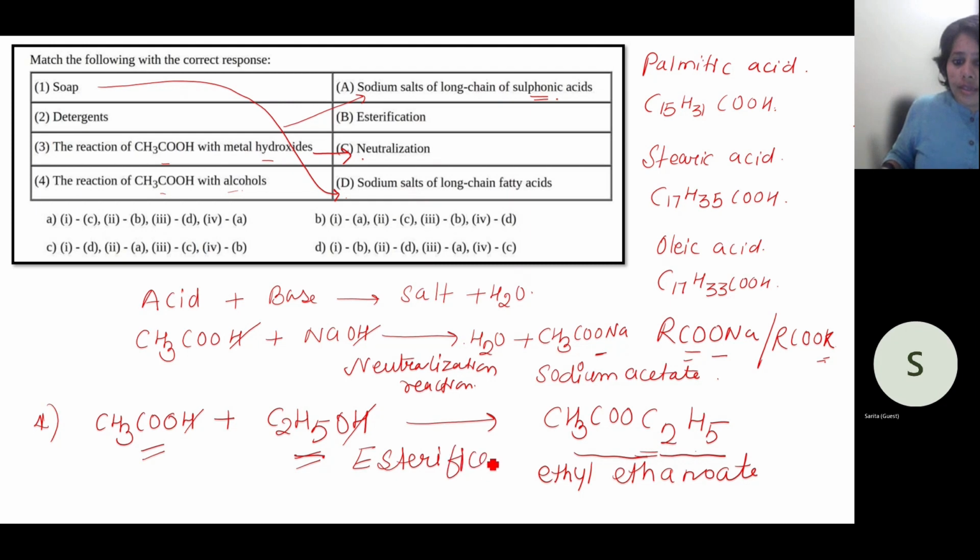Why? Because in this the product we get is an ester. So hence the answer is B. So let's check: 1 is D, 2 is A, 3 is C, 4 is B. Hence the correct answer is C.